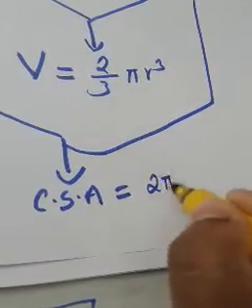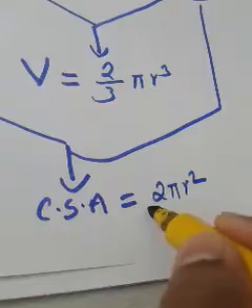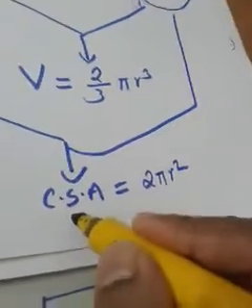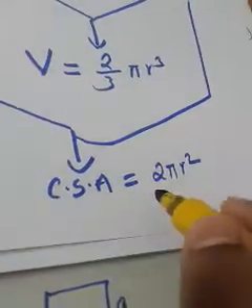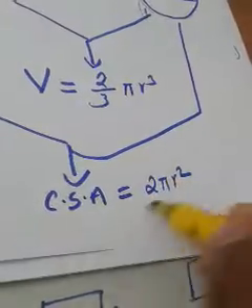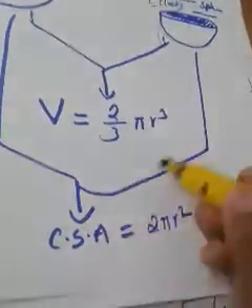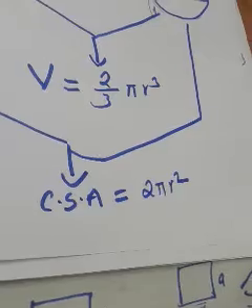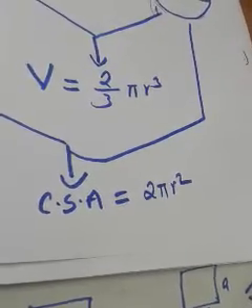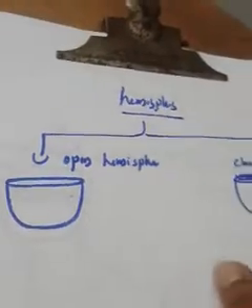That is nothing but 2 pi r square. 2 pi r square is the formula for calculating the curved surface area of a hemisphere. If it is closed or if it is open, this formula is common, just like volume. Curved surface area is equal to 2 pi r square. So now I am going to discuss total surface area.